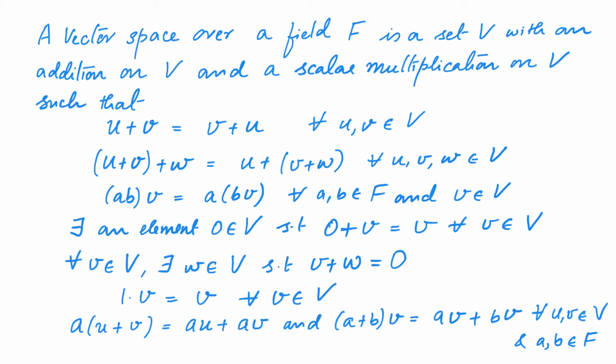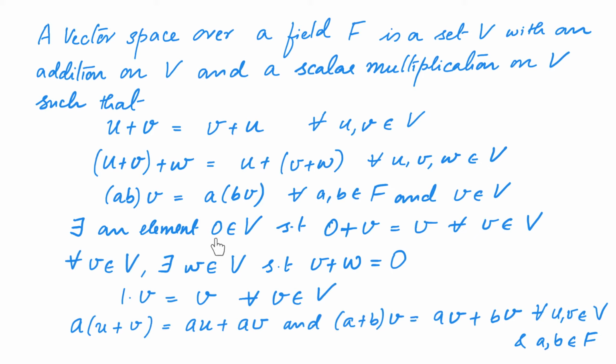Apart from this, we have a special element 0 such that if you add 0 to any element V, you will get V itself. In Rn or in Cn, this element 0 is just a tuple containing 0, 0, 0, 0, 0, etc. All the n places are 0. That is the 0 element in Rn or Cn.